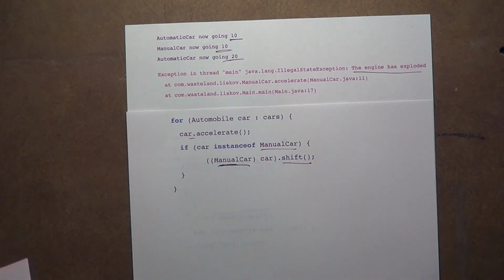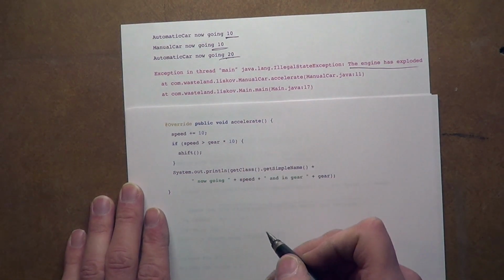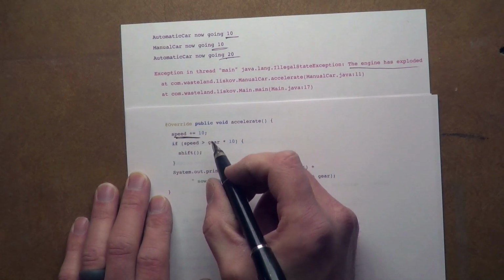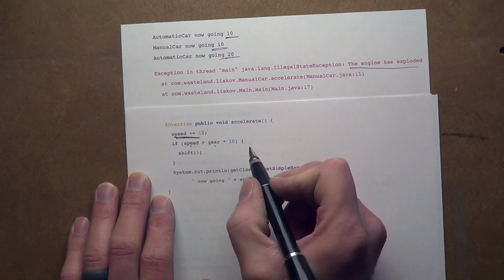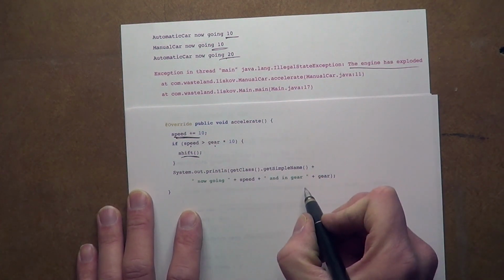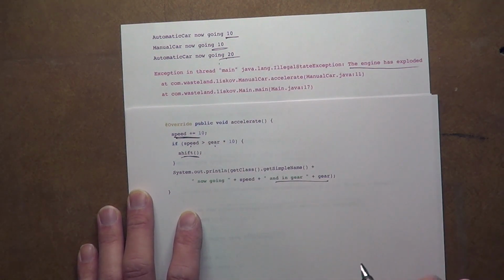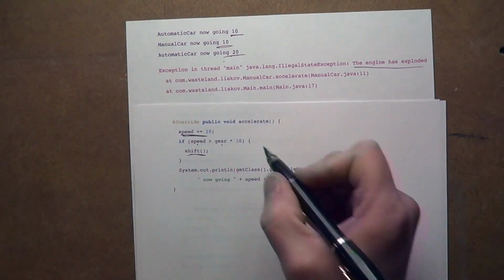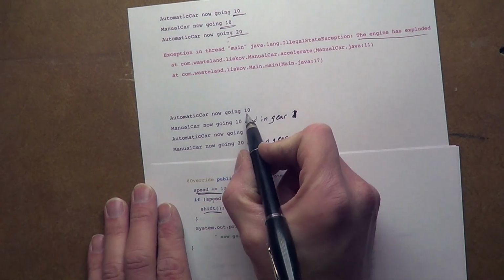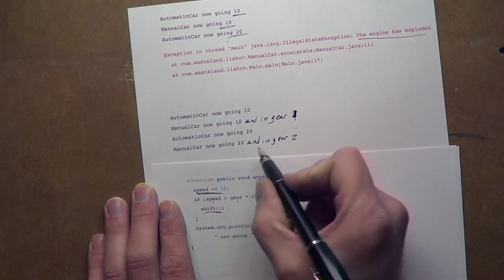In this case, one way to fix it would be to update our manual car's accelerate method, so that instead of just increasing the speed, we also check if we need to shift, and if we do, just shift right away. And then in this one, we've updated our statement that we print out to include the gear that we're in. If we do this approach, we end up with what we expect. Automatic car goes 10, manual car goes 10, in gear 1, 20, 20, and in gear 2.